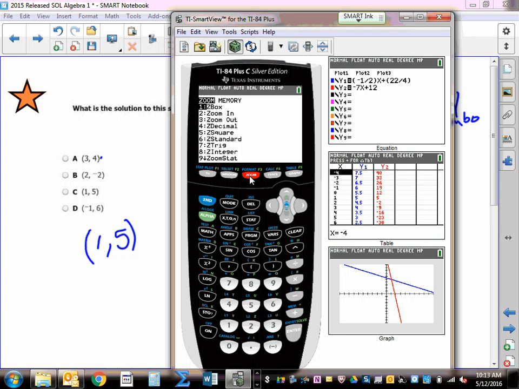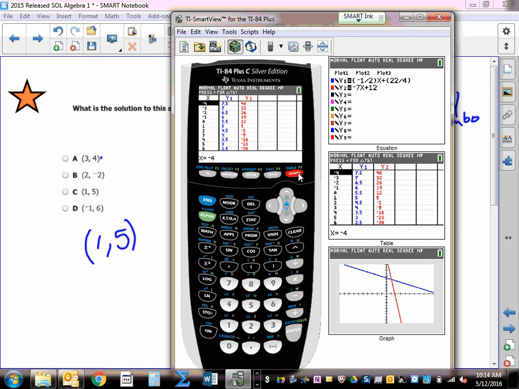Okay, so anyways, we suspect that our intersection is 1, 5. So go to second graph. That takes you to your table. Notice we have both of our y values listed. Remember, your solution is where they are the same. When you look at your table, where are your y values the same? Oh, look, 5, 5. That's at the point 1, 5.